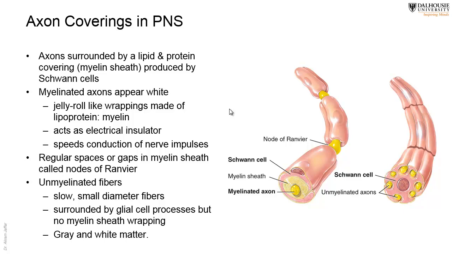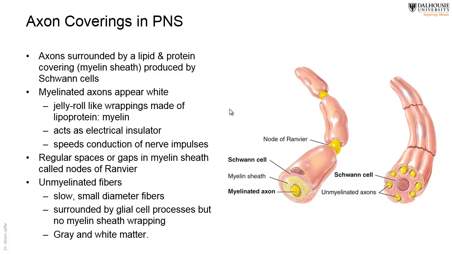And so you can expect that the electrical impulse will jump, leaping from one node of Ranvier to another node of Ranvier. So instead of the electrical impulse moving throughout the entire length of the cell membrane, which will take a longer time because it has to move from one region to another gradually, here the impulse is jumping from one node to another. That's why these myelinated axons are rapidly conducting.